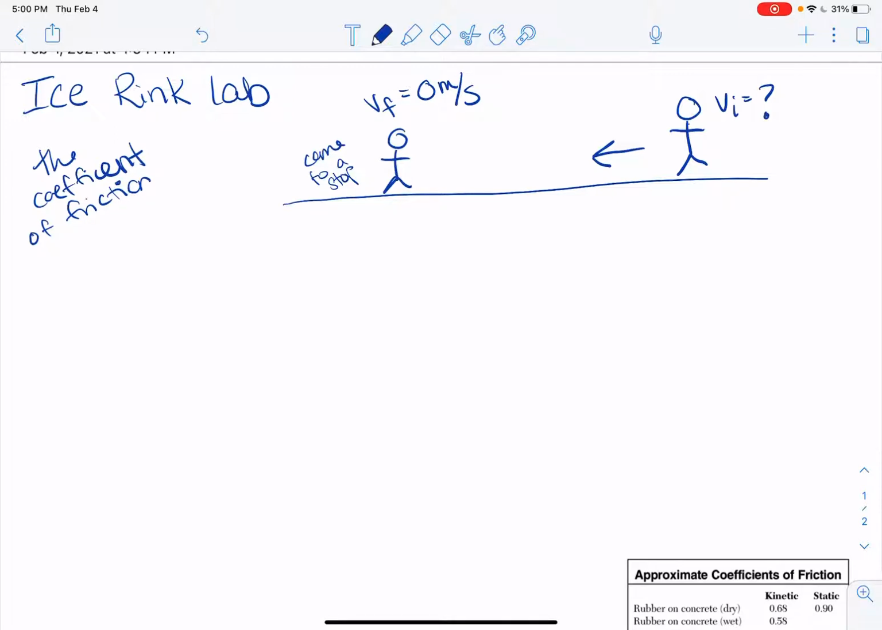So how are we going to do that? There's a few equations we've learned. We've learned that the force of friction is the coefficient of friction times normal force. That would be the most natural way to get started. The problem is we don't know what normal force is because we don't know anything about the person.